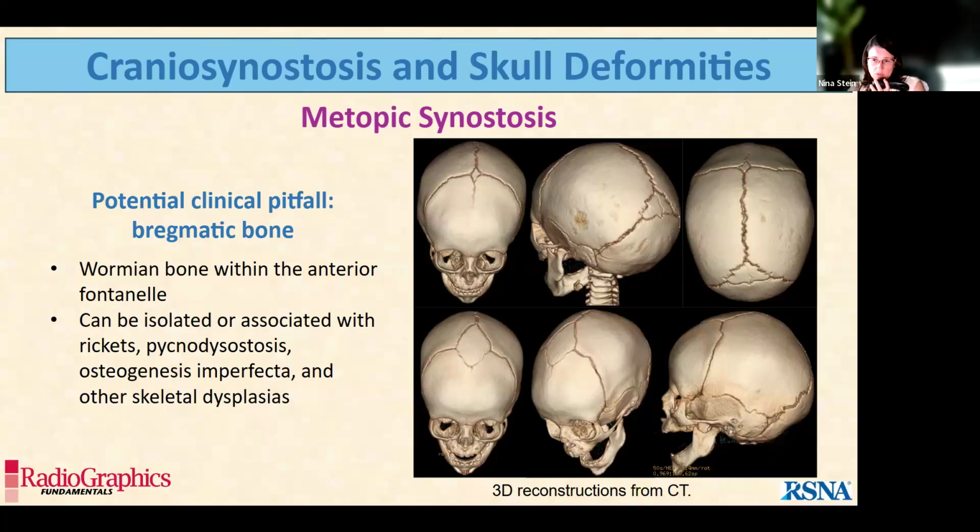Now, this is an example of a potential pitfall on ultrasound, right? You could have a patient with a bregmatic bone, which is a Wormian bone that forms within the anterior fontanelle. In patients that have this, if you palpate the anterior fontanelle region, it will feel as if it's closed. And you could receive referrals to double check for craniosynostosis when it's just a bregmatic bone.